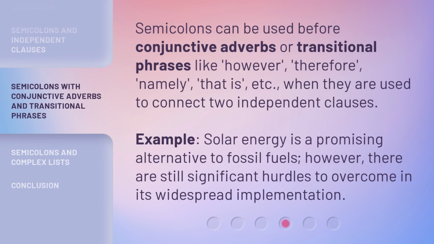Semicolons can be used before conjunctive adverbs or transitional phrases like however, therefore, namely, that is, etc., when they are used to connect two independent clauses. Example: solar energy is a promising alternative to fossil fuels; however, there are still significant hurdles to overcome in its widespread implementation.